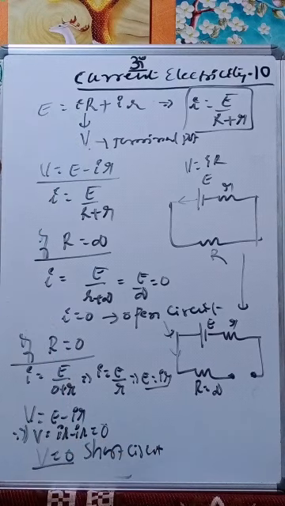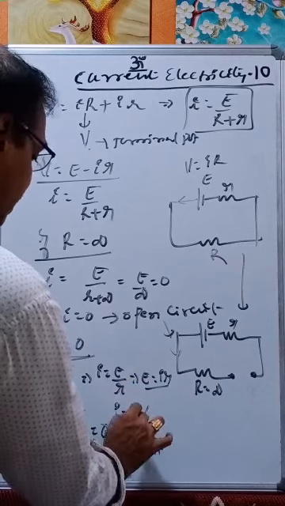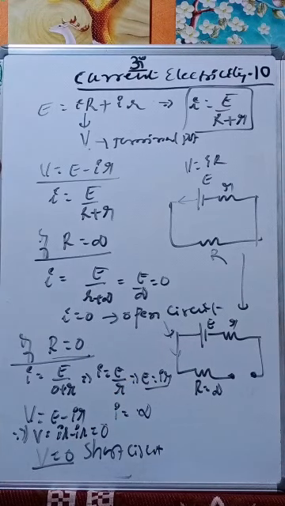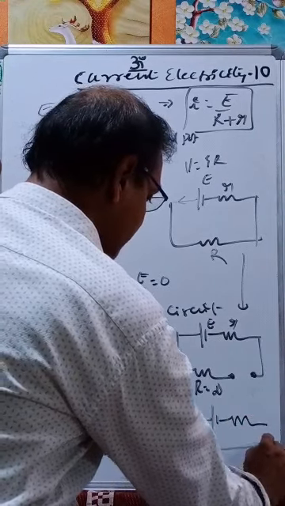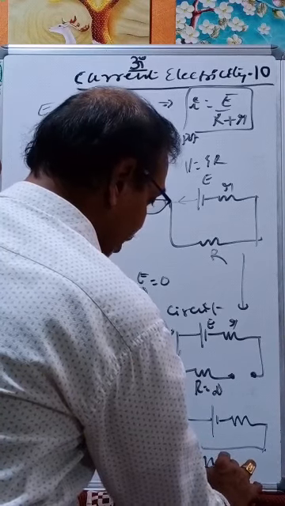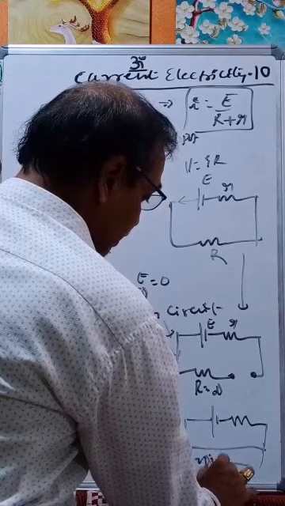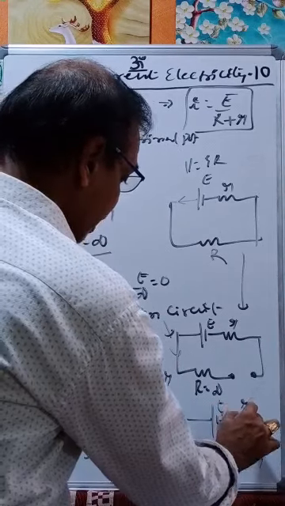We call it a short circuit, and when R is equal to 0, the current is equal to infinity. Current is taken as a very high value. Therefore, in this case the circuit can be written like this. Since R is equal to 0, there is no need of taking this one, and this will be E, this is r. This is a short circuit.